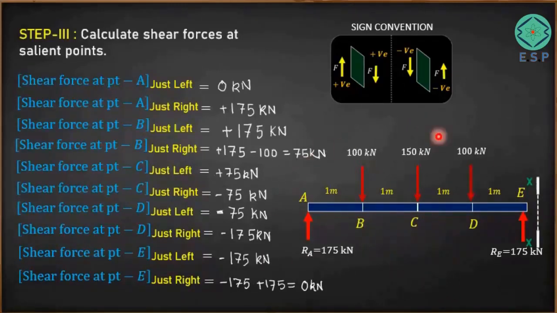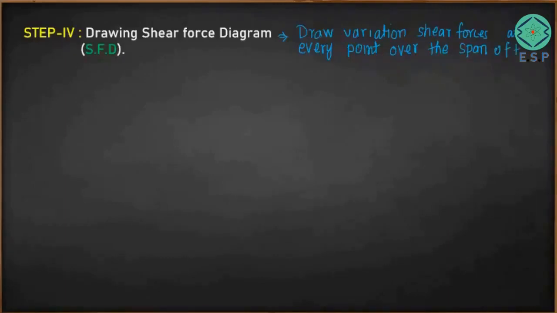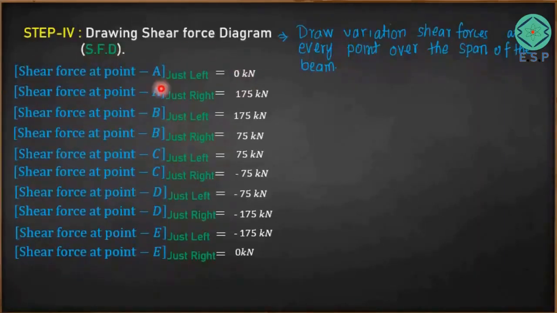So now we can plot this variation of shear forces along the length of the beam, and that is called step 4. Let's see step 4, friends. We draw the shear force diagram, where we draw the variation of shear forces at every point over the span of the beam. This is a very important point to remember. Now in step 4, we draw the shear force diagram. We have got shear forces at the salient points of the beam.